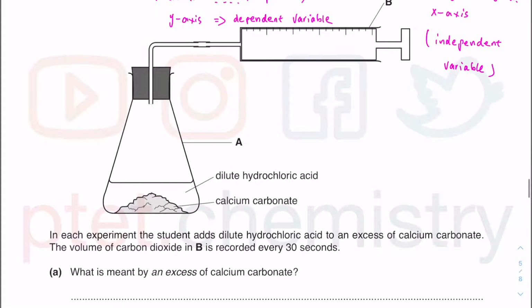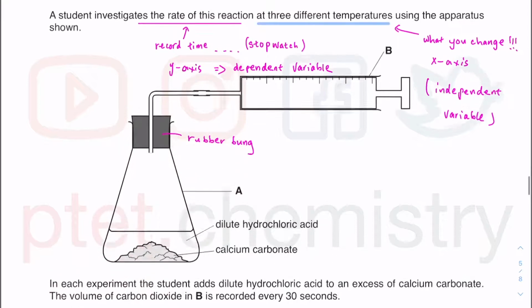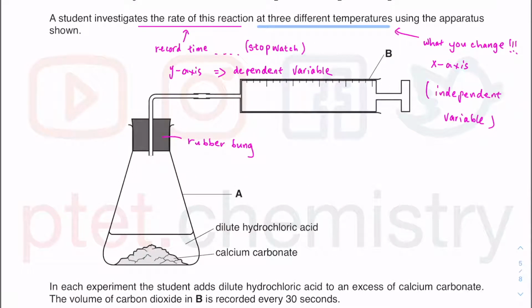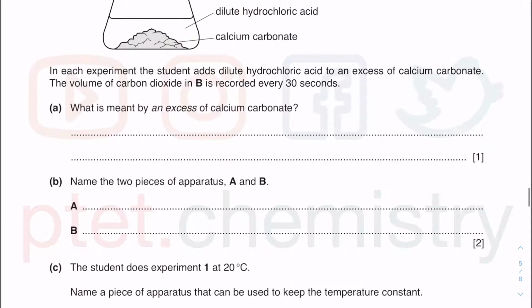Here we have a rubber bung. So this is like a rubber bung. It's basically to seal the system. Seal the system meaning to make sure that any gas produced cannot escape through the side. It can only escape through here, and therefore you'll be collecting the gas inside this apparatus, which is called a gas syringe. A gas syringe is this apparatus.